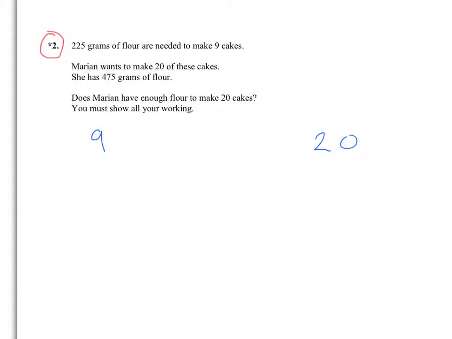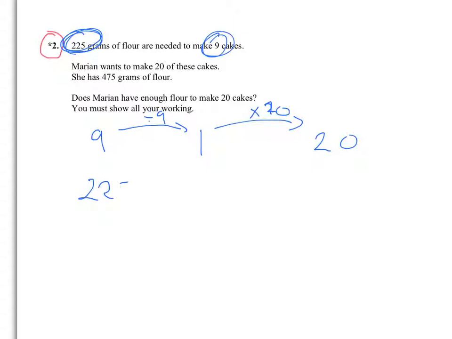Now this is a bit of a tricky one. We're going to have to actually divide by 9 to work out how much flour we need for 1 cake, and then times by 20 to work out how much flour we need for 20 cakes. But it is a calculator paper, remember, so we can do those calculations without too much problem. So 225 grams of flour for 9 cakes. We're going to have to divide that by 9 and then times it by 20. So just reaching for my calculator now.